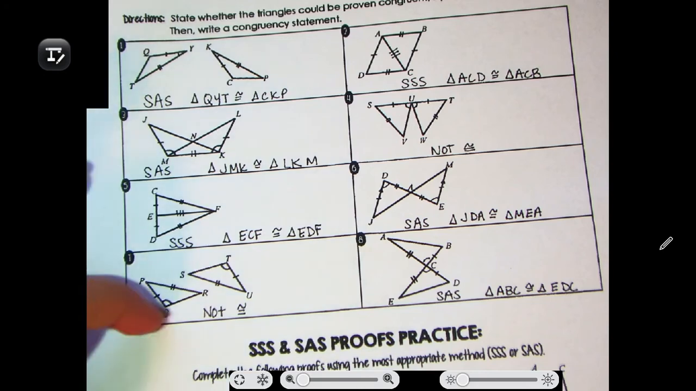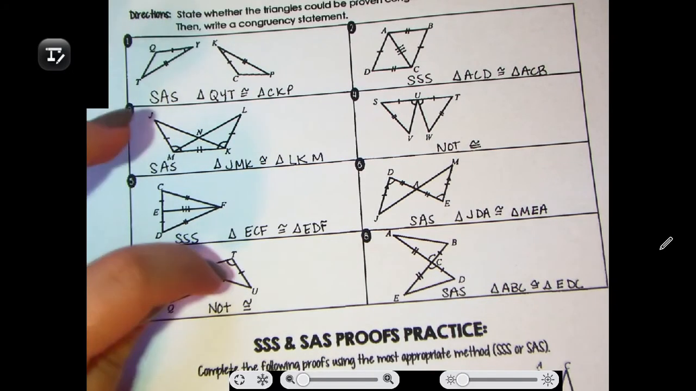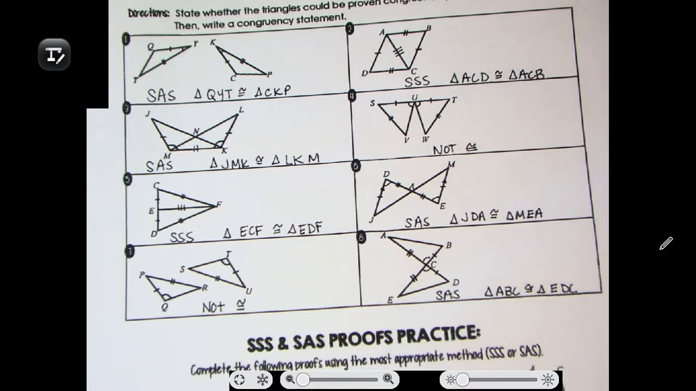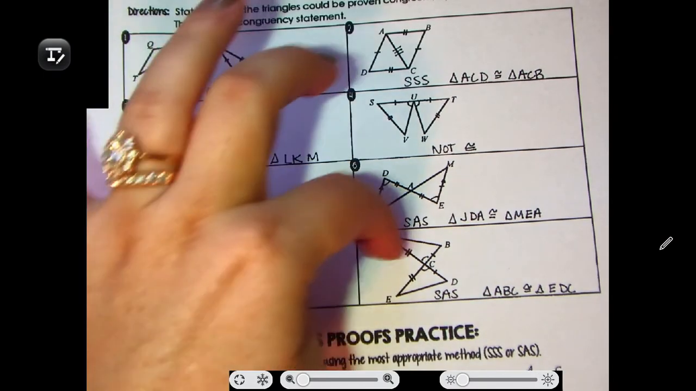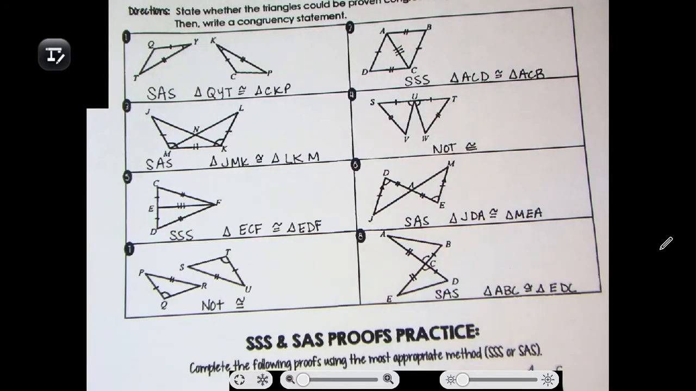Number 7 there, that's an SSA or an ASS. That doesn't work. The angle has to be in between the 2 sides. So like it would have to be there and there. So we can't prove that those are congruent. And then number 8, we could use side, angle, side, because we have side, side, and then look, you could say that those vertical angles are congruent, and we could use side, angle, side.